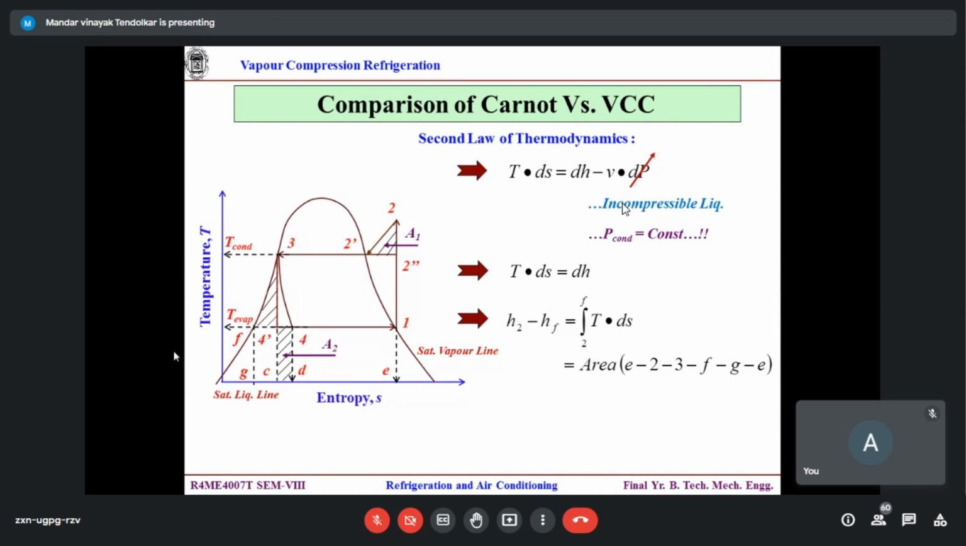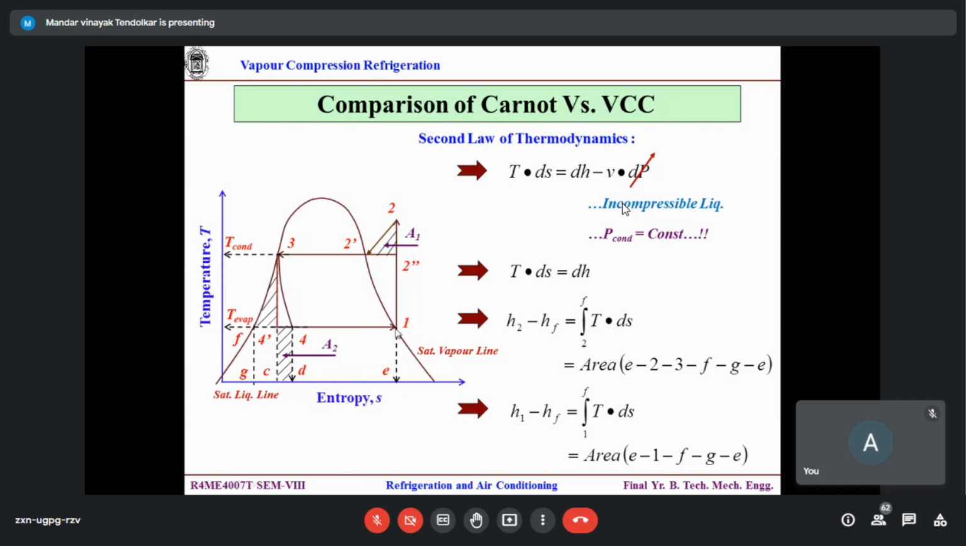So the constant pressure line and the saturated line, we are assuming to be very close to each other. So the difference is negligible, and as such we can say that it is following the same saturation curve. Now, similarly, this is H2 minus HF. I can find H1 minus HF.